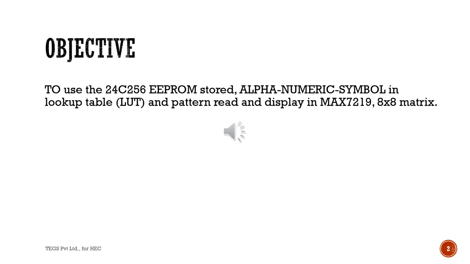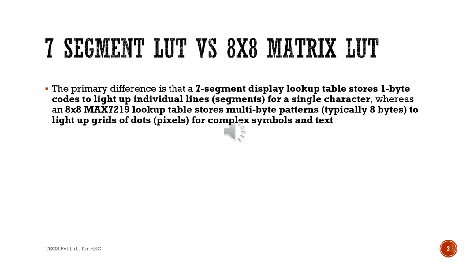This week's objective is to use a 24C256 EEPROM to store alphanumeric symbols in a lookup table, and to read the patterns and display them on a MAX7219 8x8 matrix. The major classification in displays comes in the form of two types: 7-segment display and dot matrix display. So here the comparison is done.